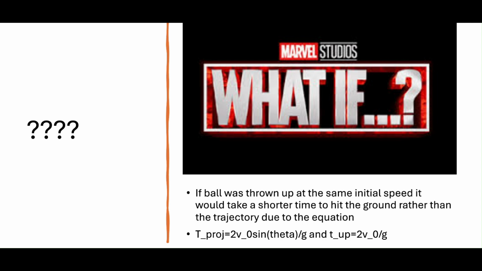Now, what if the ball was thrown up at the same speed? If it did, it would be coming down in a shorter time and hitting the ground, rather than the way that it took some time during the trajectory. And this is due to the equation T projected equals 2 v initial sine theta divided by g, and T up, which will be the ball being thrown straight up, equals 2 v0 divided by g. That's all.